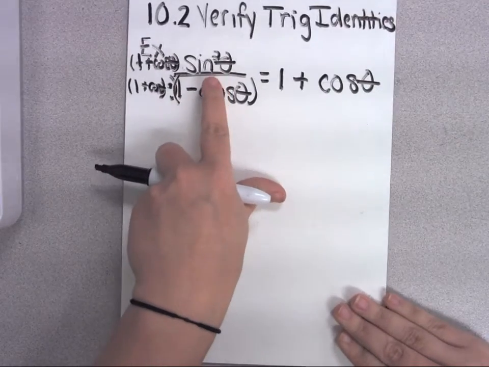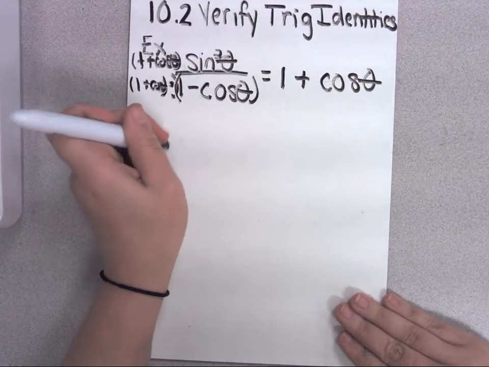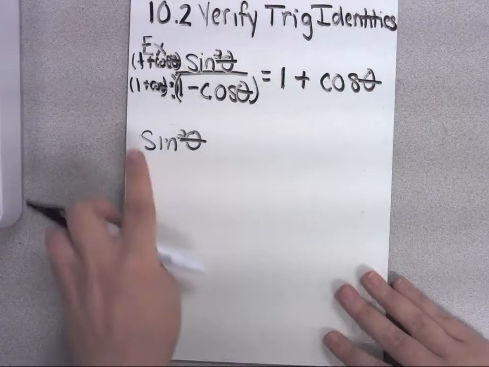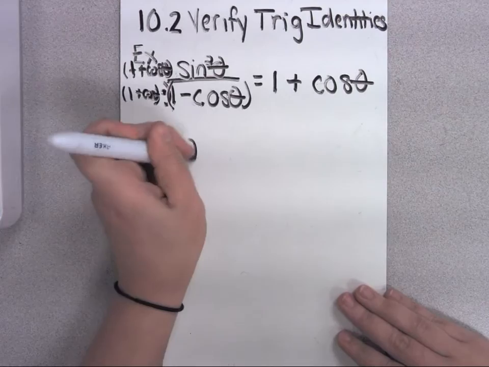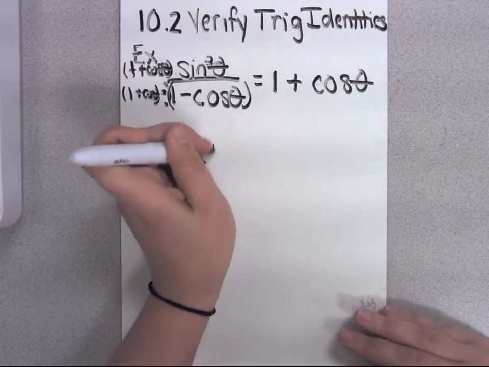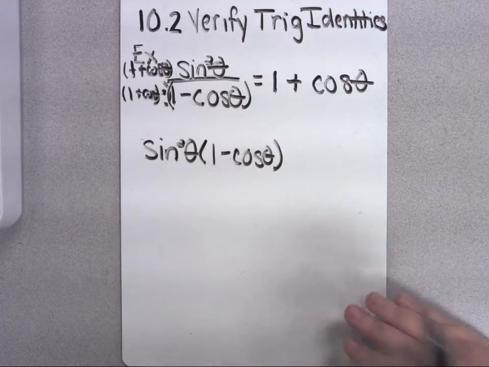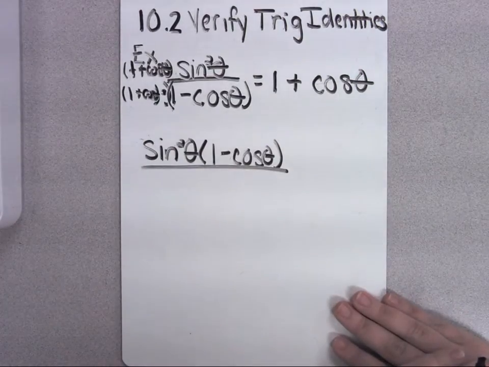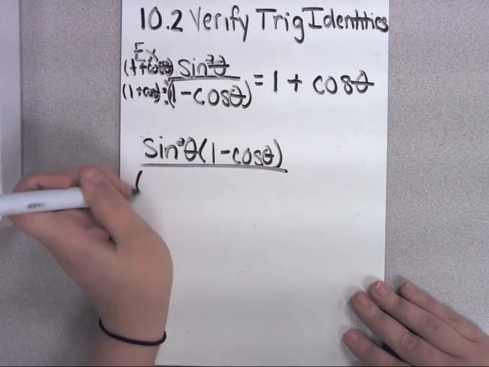So in the top, you distribute. Sine squared times 1 is sine squared of theta. Actually, I would just leave it alone for now. Just leave the top, do not multiply it, because you always want to see if you can cancel it out. So just rewrite it. Leave the top alone until you can see if you get rid of the denominator.